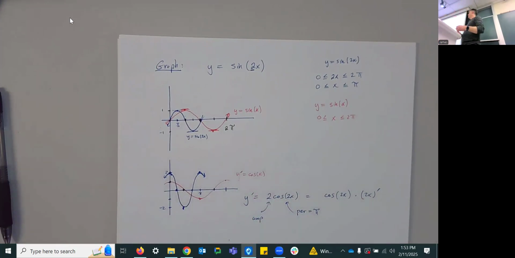And definitely, I would say from here on out, you should approach every function you're differentiating with the question: is this more complicated than just a function of x? Is the inside function something that is more complicated?